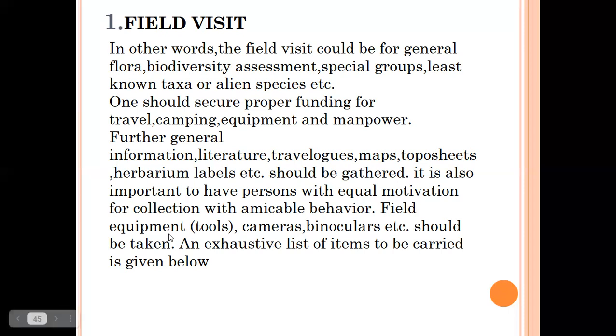For collecting of herbarium, if we make a field visit, we need minimum equipment. The field equipment is called tools. The tools, or equipments, are cameras, binoculars, etc. should be taken. An exhaustive list of items to be carried is given below. Means the field equipments or tools to be carried is given below.